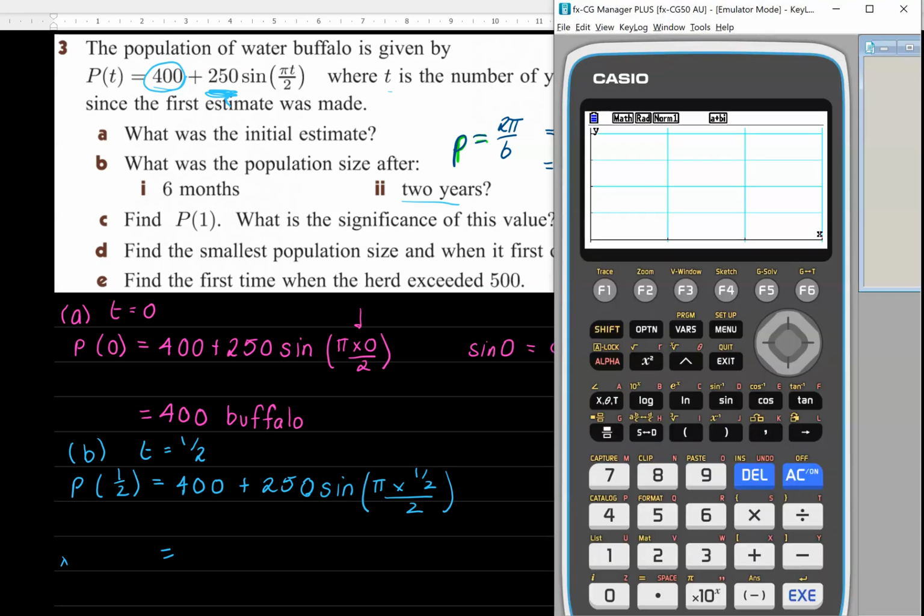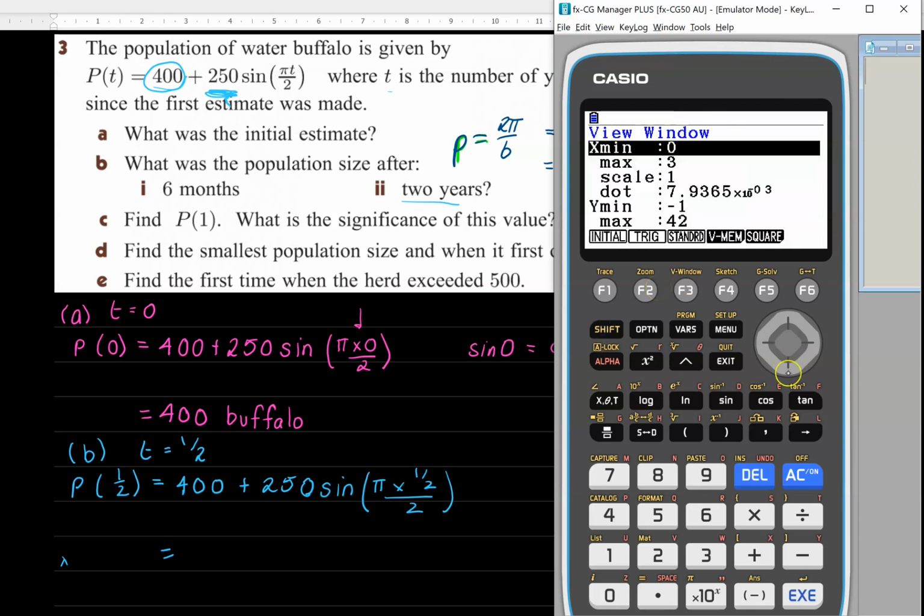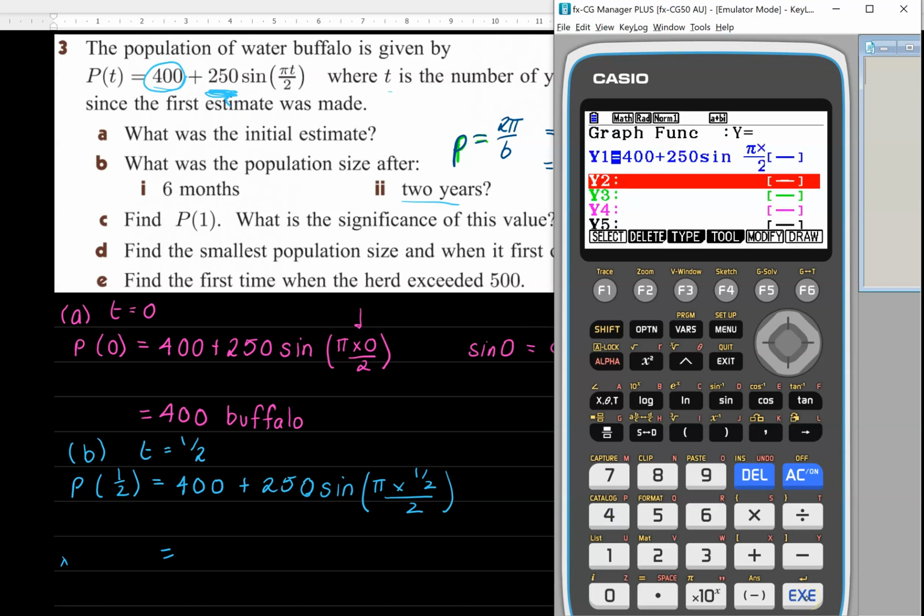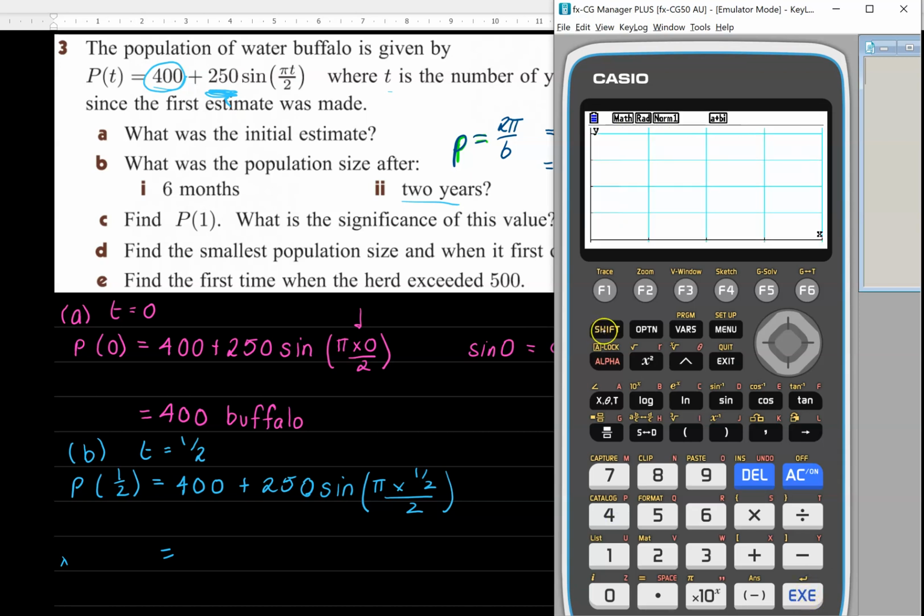So when it comes back to my scale, I'm going to change that, go to 4. Still not going to see anything. I'm okay with that, because now I'm going to go shift, zoom, auto. And there we go.